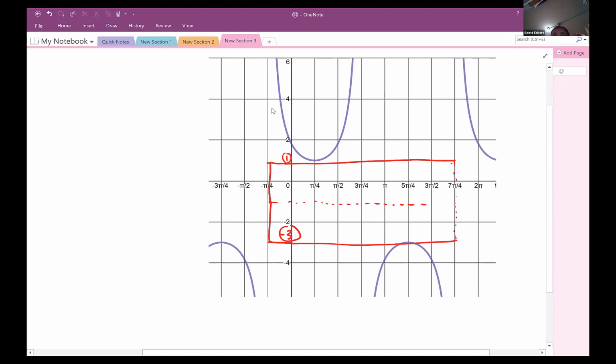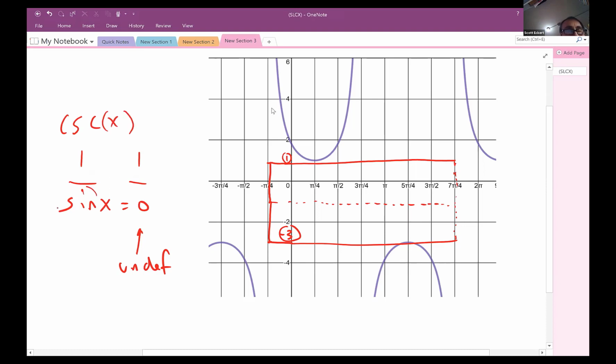The next thing we need to do is find asymptotes. Because if we're going to graph the cosecant, it all hinges on asymptotes. And the asymptotes hinge on sine being 0. Because when sine of x equals 0, 1 over sine will be undefined. And so that's when cosecant is not going to work. So all we need to do is find when sine equals 0, and we've got asymptotes.